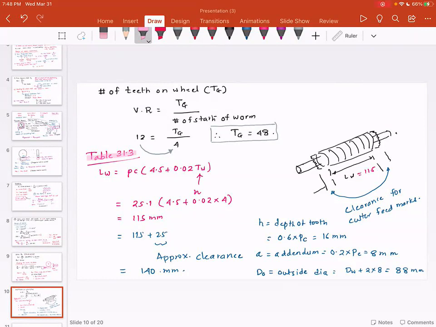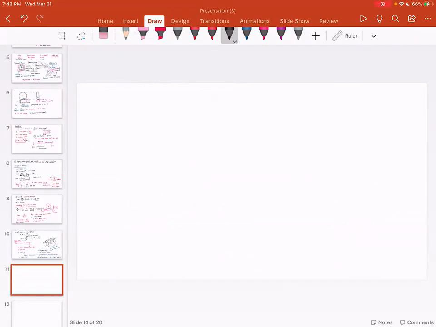Now move on to the wheel, or the design of worm gear. So first and foremost, a lot of the information that is needed to design the wheel is already found out. So first thing to understand is that the pressure angle for the worm and pressure angle for the wheel is going to be the same. Module for the worm and the module for the wheel is going to remain the same. So this is something to know.